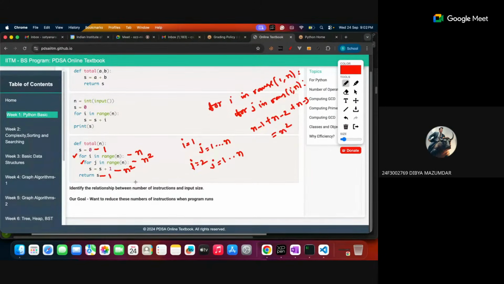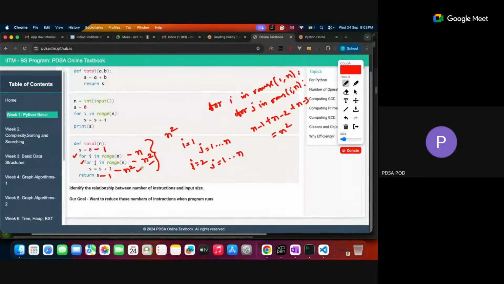It will be n into n minus 1. Correct. And then finally, this entire function's highest asymptotic time complexity is n square, right? The highest term is considered, because out of all these instructions, these are taking more units of time, so that is what is considered. Is it clear?